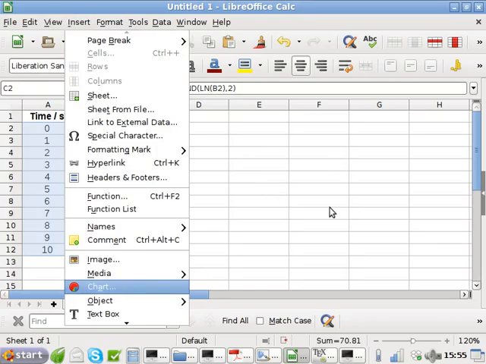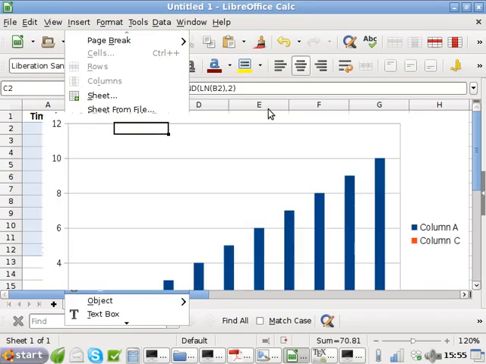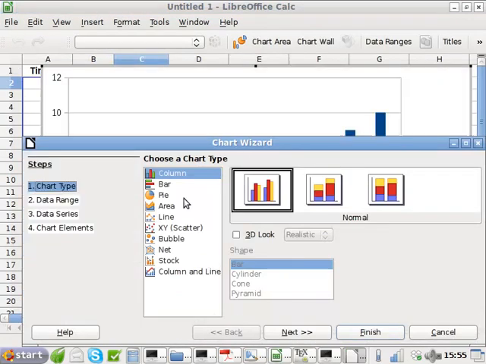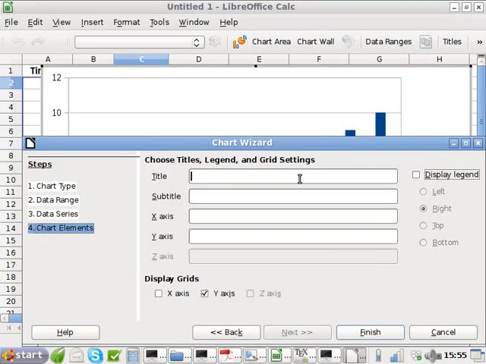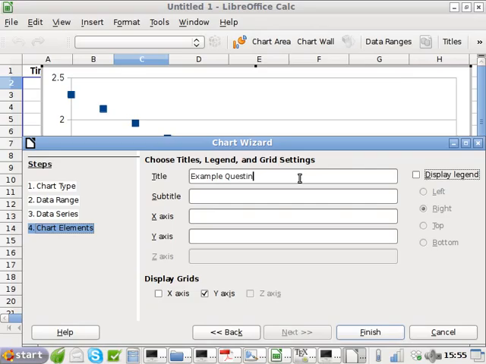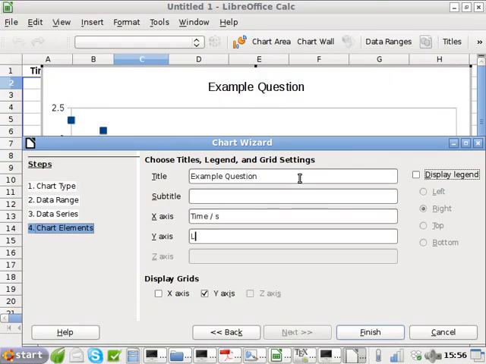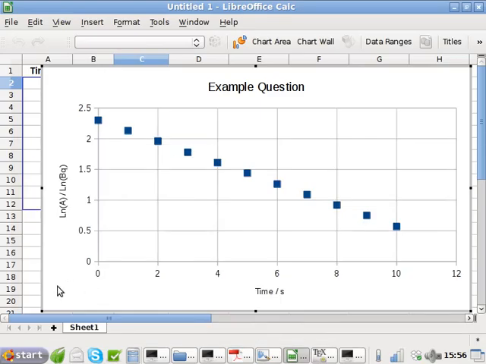But I want to squeeze the graph here, so just one sec. Okay, scatter, example question. The x-axis is time in seconds, the y-axis is log activity, and then we have that, and then we have that, and then we need to shrink it.